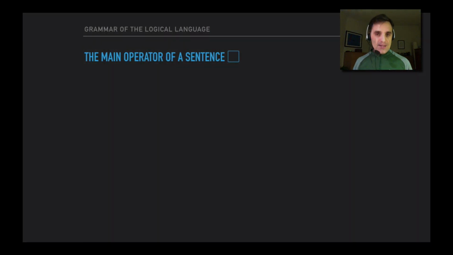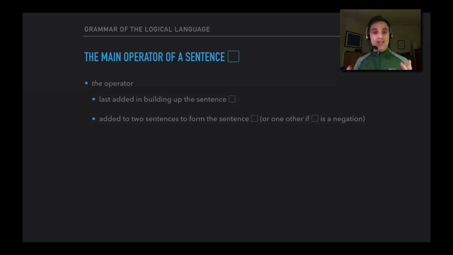And so what is the definition of a main operator? Well, it's this. If we have a sentence, a complex sentence, not a sentence letter, then the main operator is the one that we last added in building the sentence that we're looking at. Another way of saying that is that we added it to two other sentences to form the sentence we're looking at, if the sentence we're looking at is a conditional or a conjunction. If the sentence we're looking at is a negation, then we added the negation to one sentence.